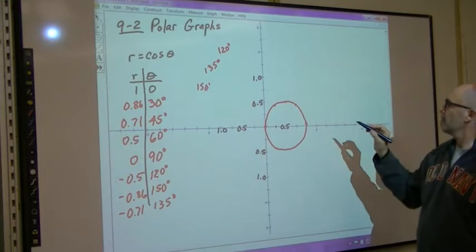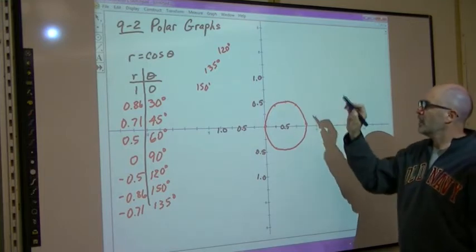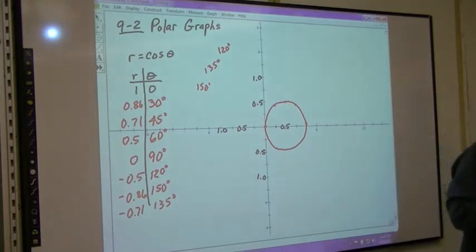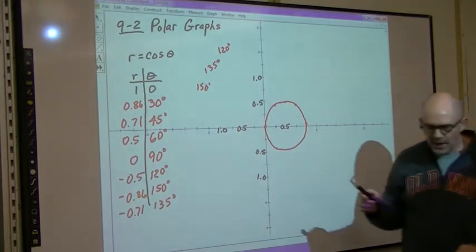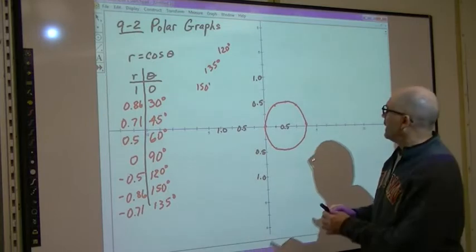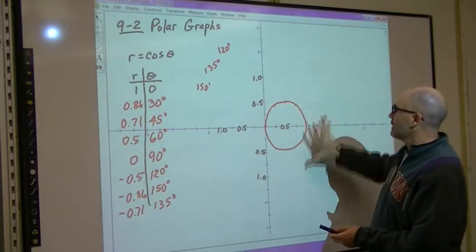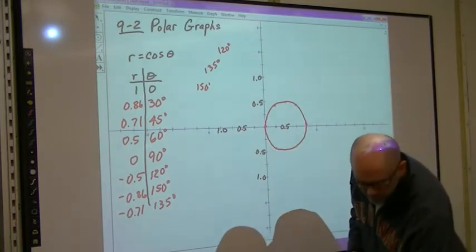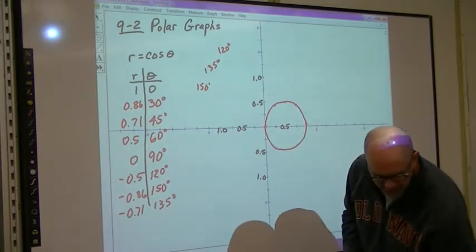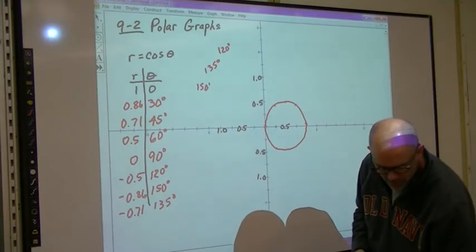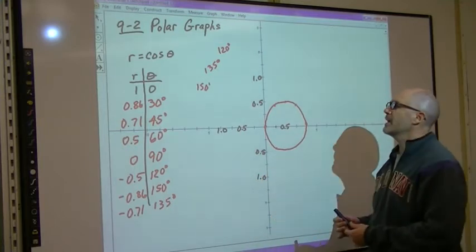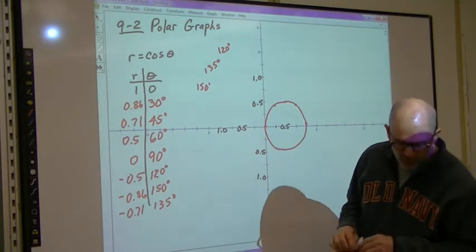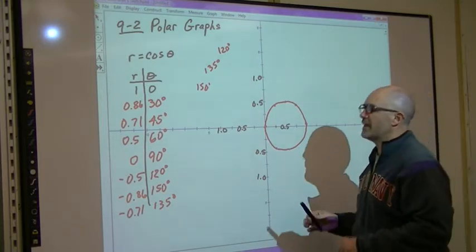Now, this is r equals cosine theta. If you look in the book, you can see r equals sine theta is also a circle, but instead of being in the first and fourth quadrants, it's in the first and second quadrants. Now, let's get a little bit more interesting. We're going to crank up the juice just a little bit. Let's try r equals 3 cosine 2 theta.